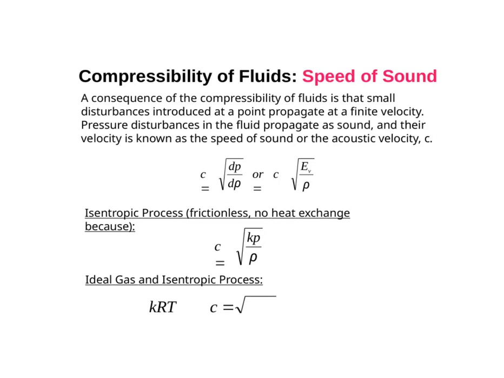Let's talk about the speed of sound in fluids, starting with the ideal gas law, where C equals the square root of K times R times T. Now, in an isentropic process, which means no friction and no heat exchange, small disturbances in the fluid travel at a finite speed. These pressure waves move as sound, and that speed is what we call the acoustic velocity, or simply C. It's linked to how compressible the fluid is, and we can express it in terms of pressure and density changes. This concept is key to understanding how sound moves through different fluids.